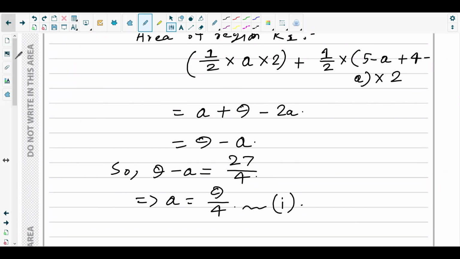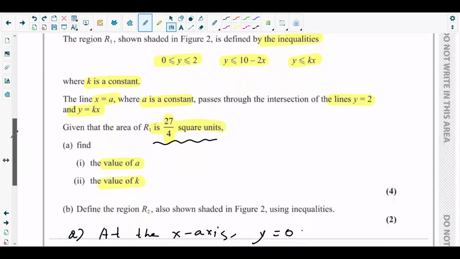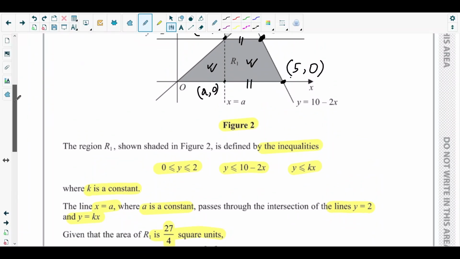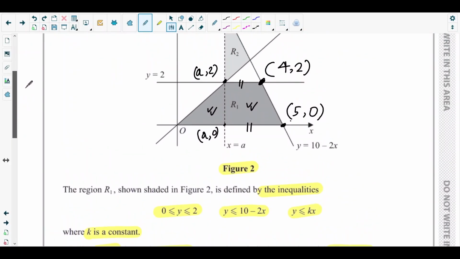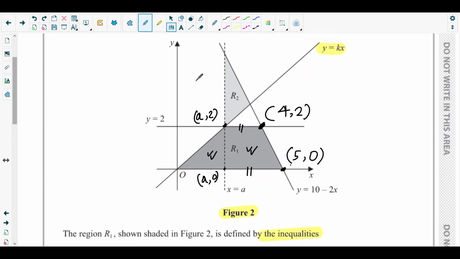Okay. Now we need to find out the value for k, part 2. So how can we figure out the value for k? So we know that the line y equals kx, the line x equals a, and the line y equals 2. All these three lines are intersecting at this point. Okay, so at this point, the y coordinate is what? 2, and the x coordinate is a.